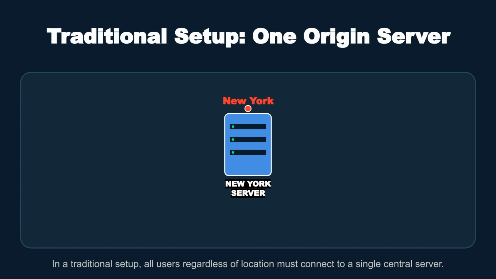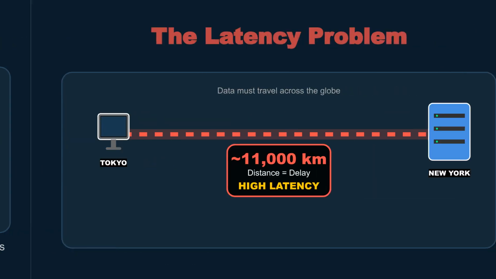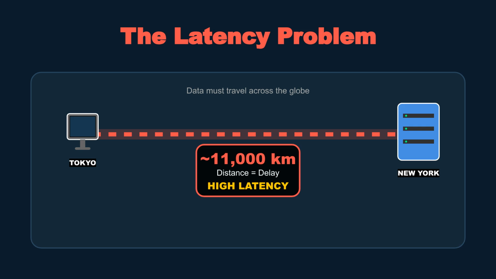In a traditional web setup, all users worldwide connect to a single central origin server. This means that if the server is in New York, users everywhere must connect to it. This centralized model maximizes data travel distances for global users, leading to high latency and delays, especially for those far from the server in New York. Consider a user in Tokyo needing to access data from the New York server. The data must travel approximately 11,000 kilometers, resulting in high latency and a slow user experience.